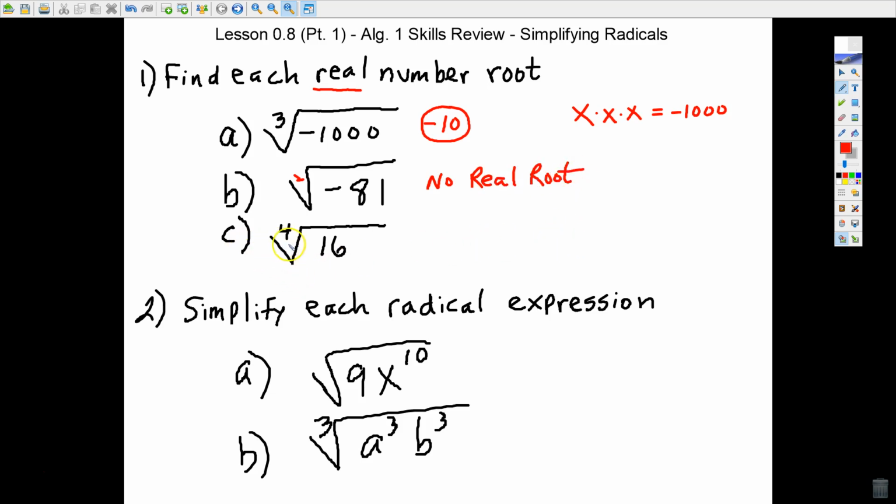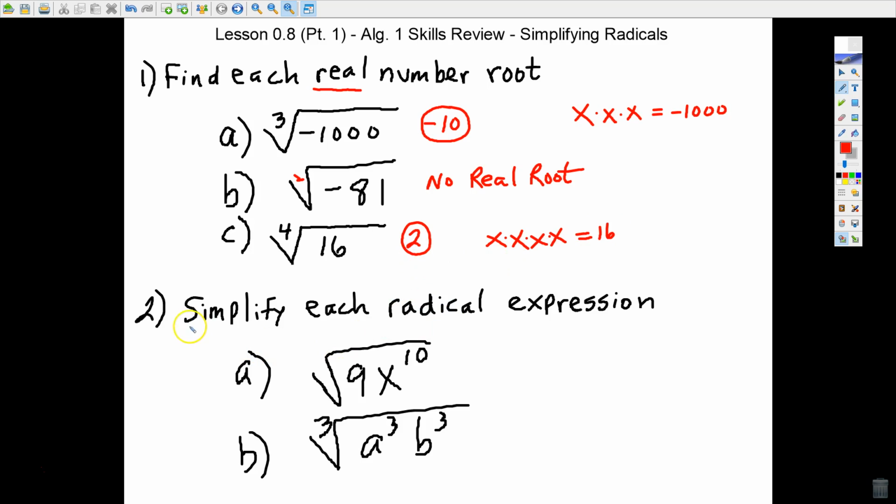Okay, so let's move on to letter C. This says we're looking for a number multiplied 4 times, same number multiplied by itself 4 times, that equals 16. Well, that number would be 2. 2 times 2 is 4, times 2 is 8, times 2 is 16.